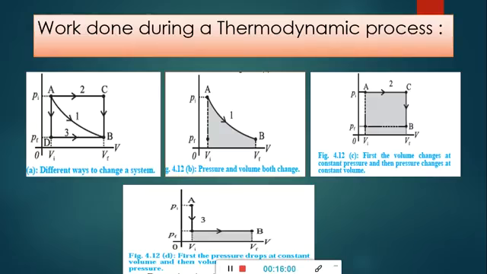So from all these three figures, we can conclude that the work done is more when the system follows path A, C and B. That is, when it follows this path A, C and B, the work done by the system is more than the work done by the other paths.